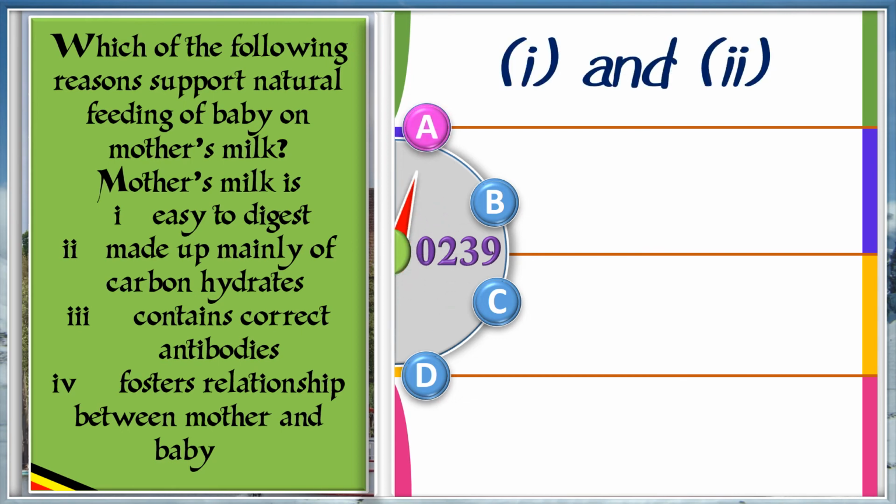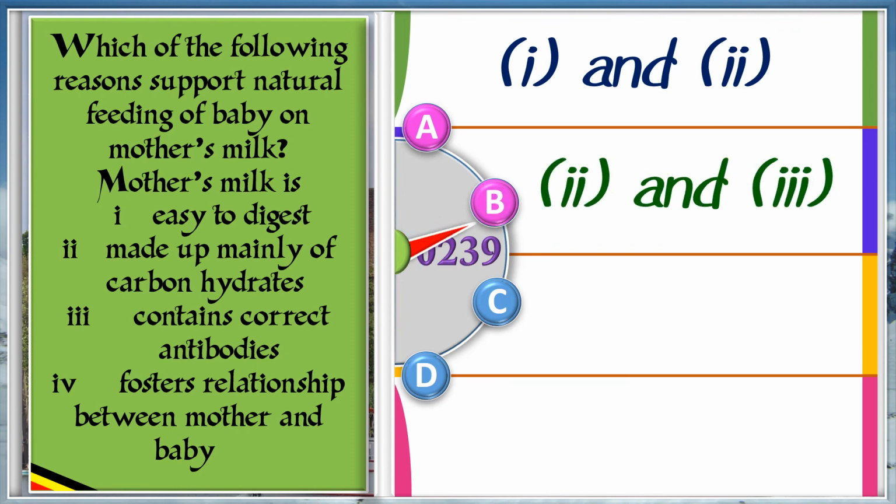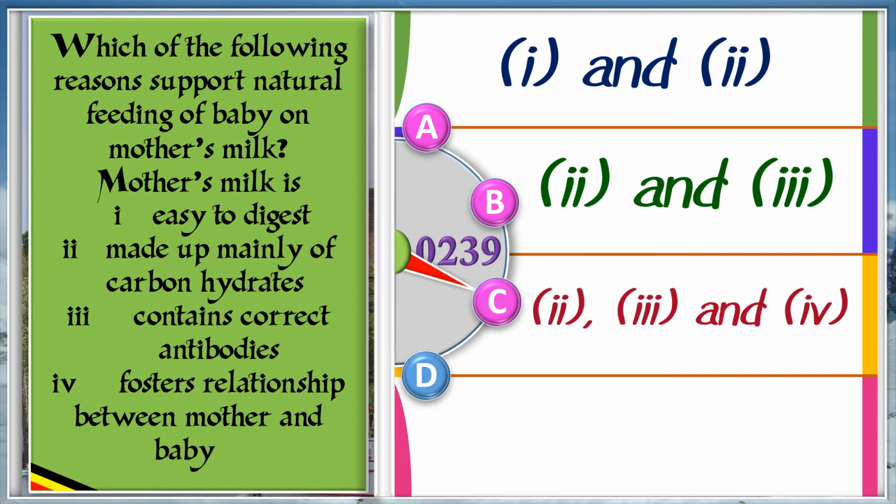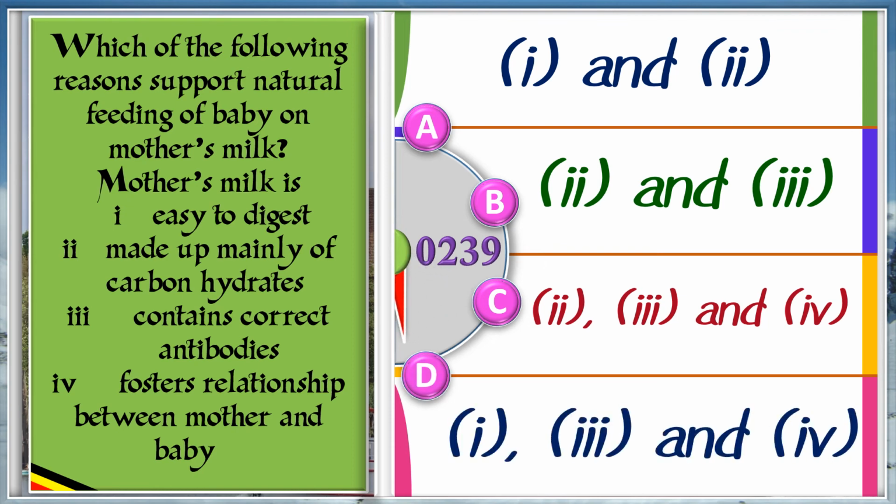A. 1 and 2. B. 2 and 3. C. 2, 3, and 4. D. 1, 3, and 4. And the answer is D. 1. Easy to digest. 3. Contains correct antibodies. And 4. Fosters relationship between mother and baby.